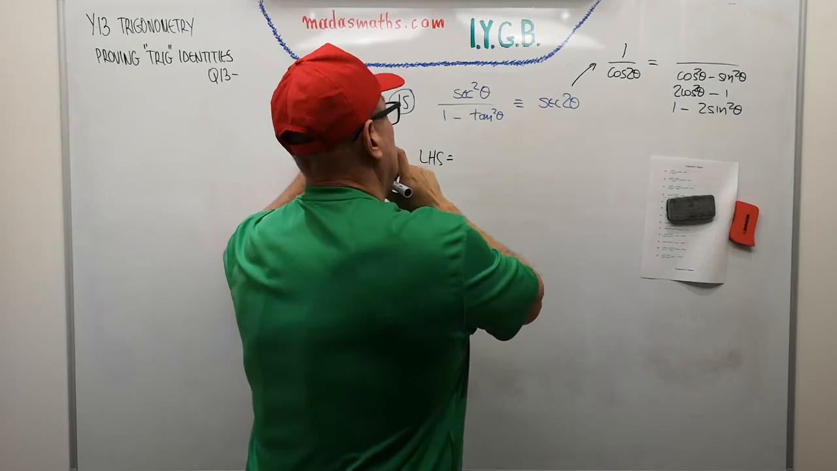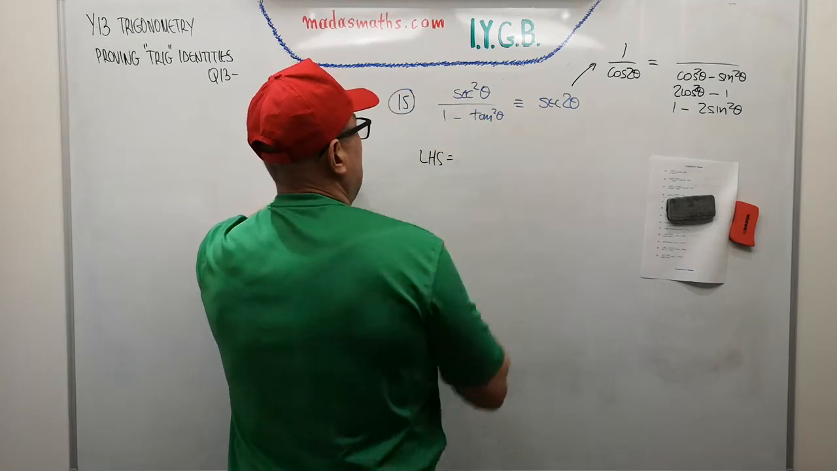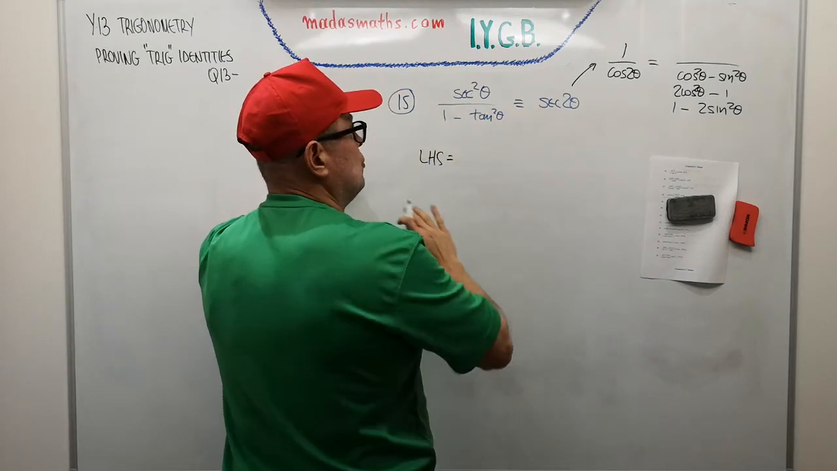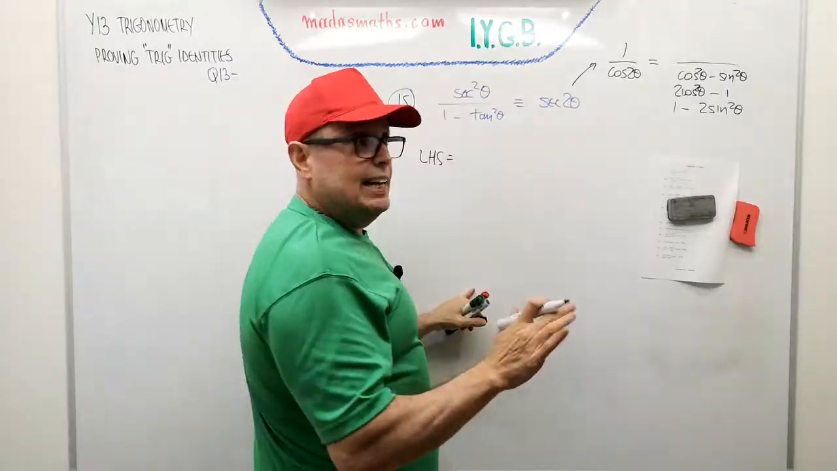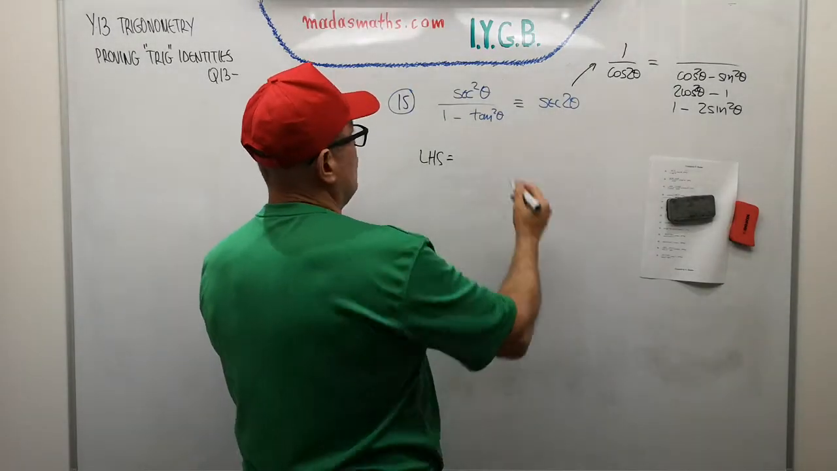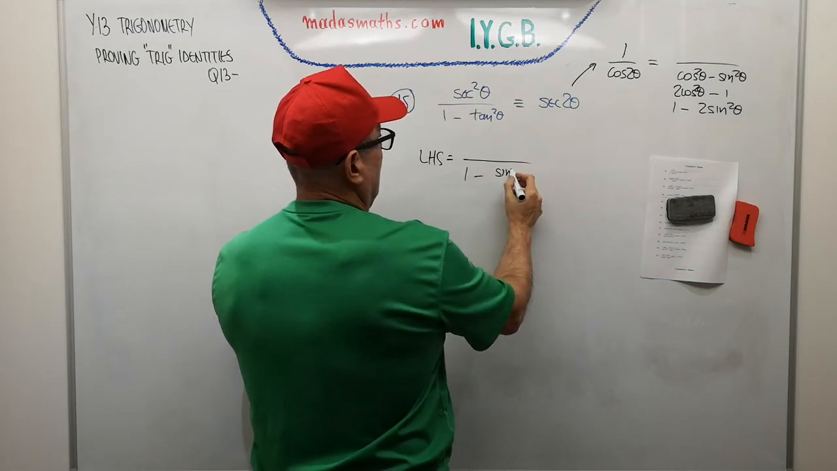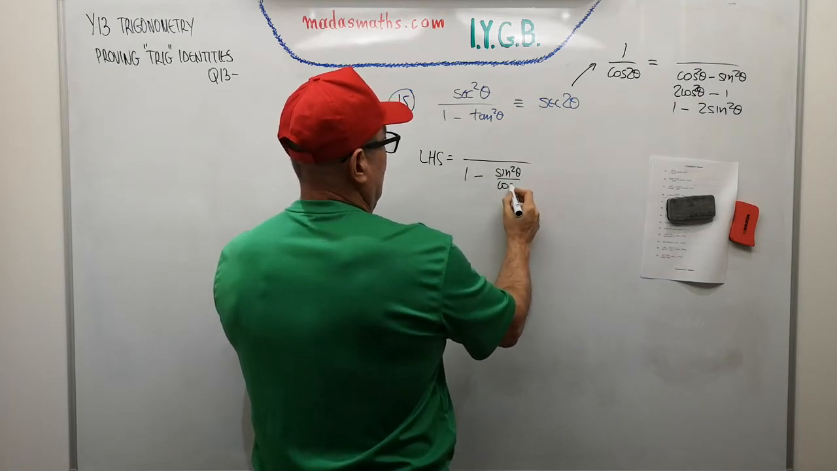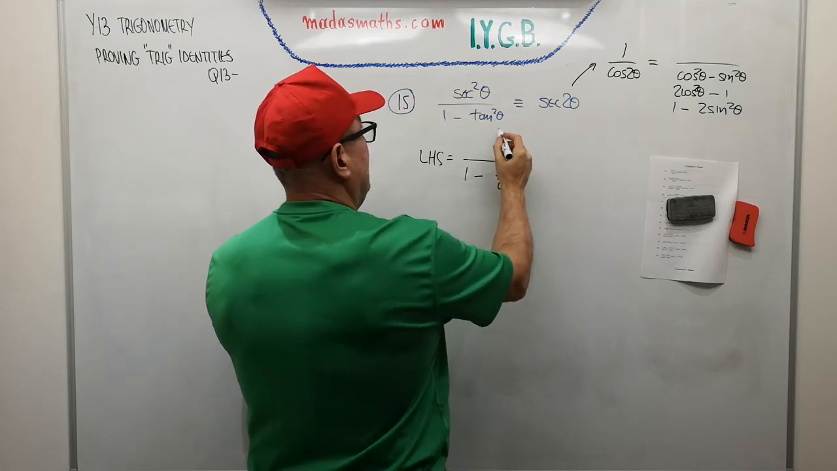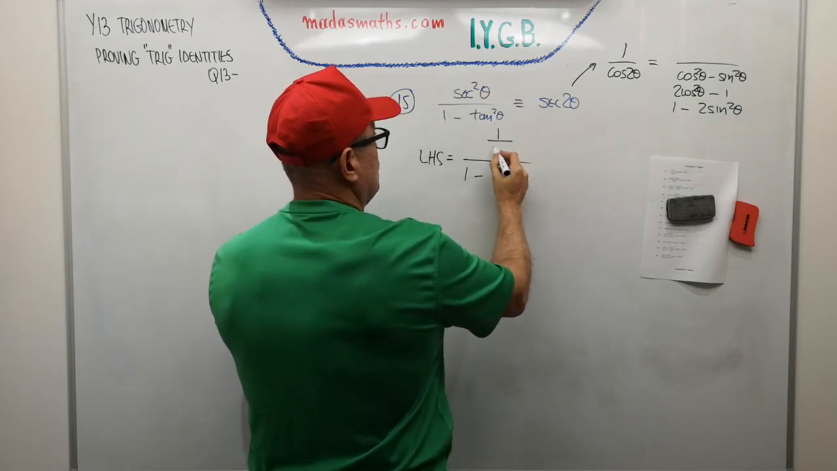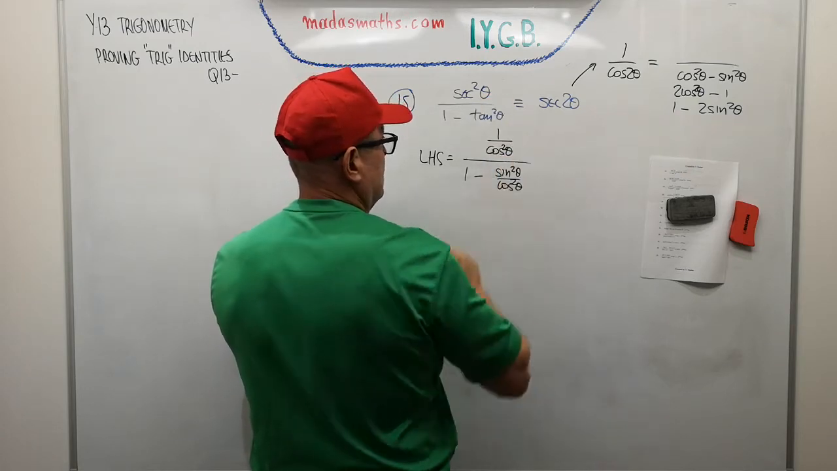So what do I do for this particular one? Well, quite clearly, probably the best thing to do there is to switch into sines and cosines, like I just did on the second version of question 14. So this is going to be 1 minus sine squared over cos squared. That, of course, is my tan squared. And my sec squared on the top is 1 over cos squared of theta.